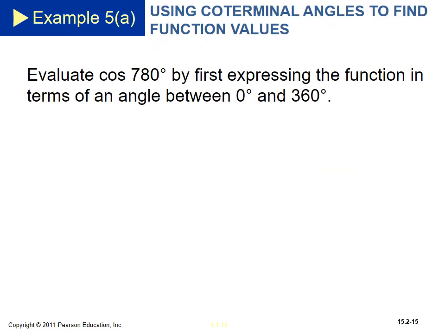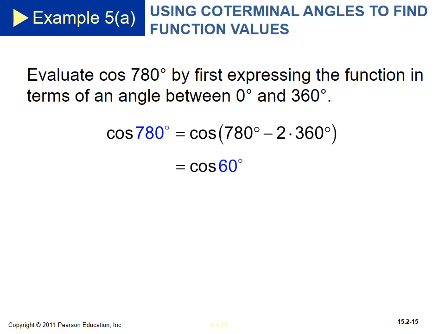Evaluate the cosine of 780 degrees by first expressing the function in terms of an angle between 0 and 360. So cosine of 780 degrees is equal to the cosine of 780 degrees minus 2 times 360. 2 times 360 is 720. So 780 minus 720 is the cosine of 60 degrees. Well, the cosine of 60 degrees is 1/2. And we would be done.